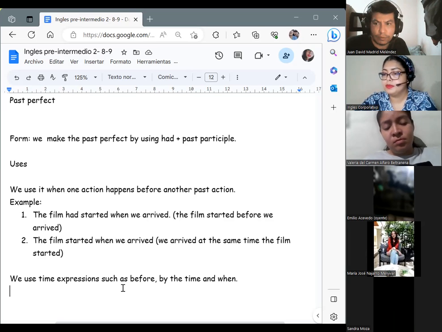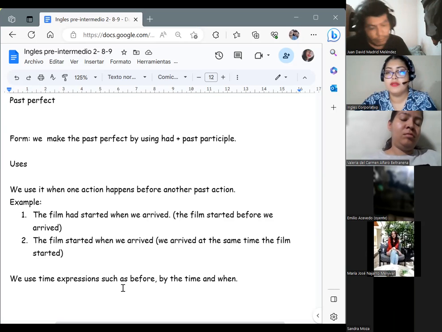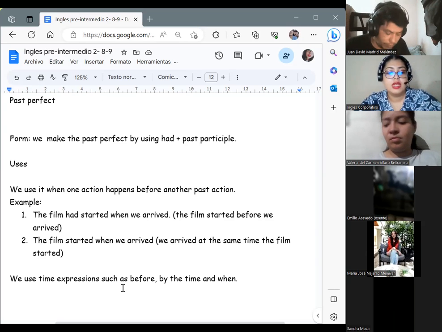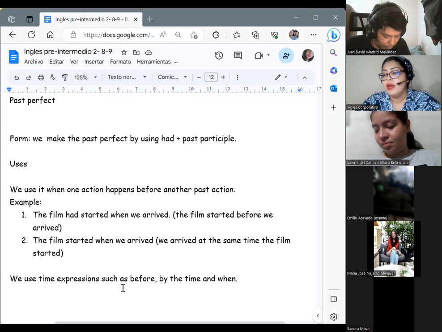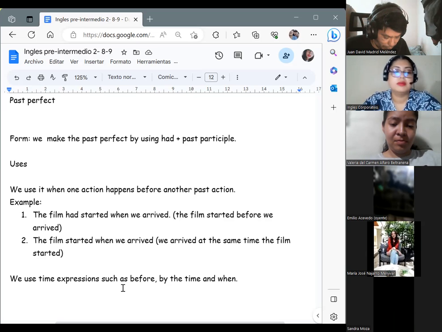Okay. Then we are going to talk about the past continuous. And in this case, we are going to have an activity. And in this case, it is related to answering some questions. So I'm going to explain to you the use of the past perfect continuous. And then we are going to make the activity. And I think that we are going to have a couple of minutes left, and I'm going to talk a little bit about the future.